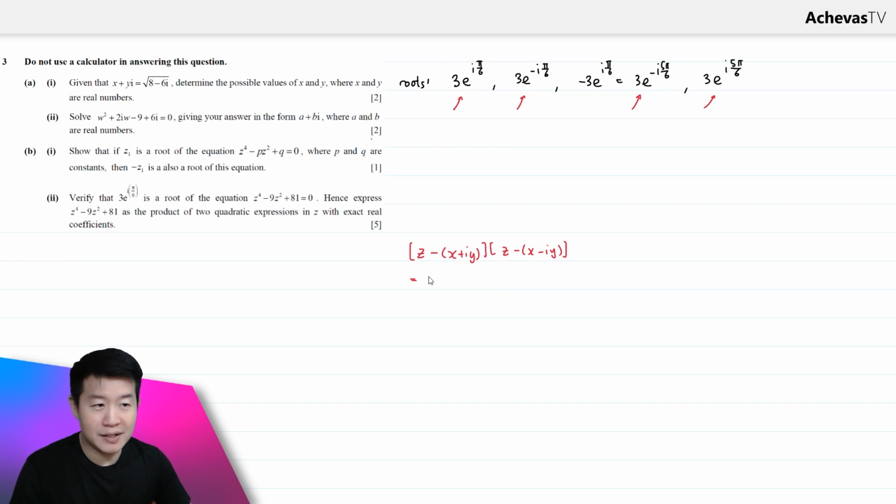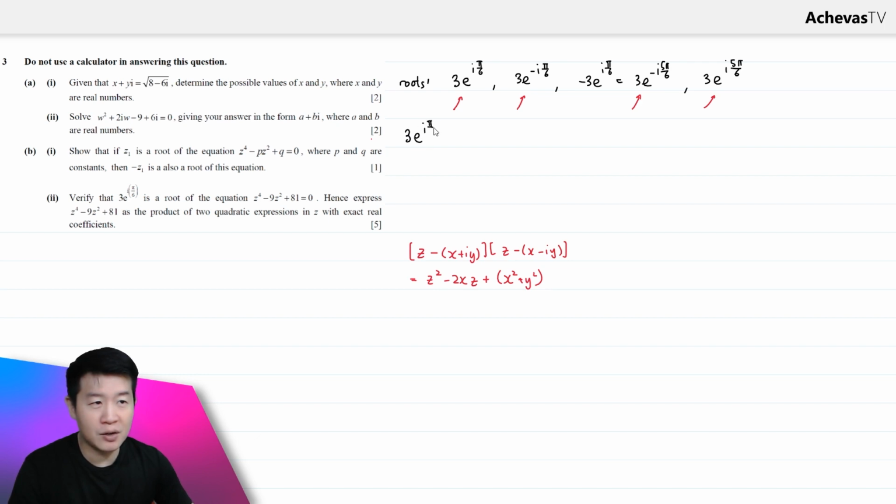So if you were to expand this, the result is z squared minus 2xz plus x squared plus y squared. So I'm going to apply this to find the two quadratic factors of this, by looking at the roots in Cartesian form. It's very easy for me to change all these roots to Cartesian form. Let me do a quick change.